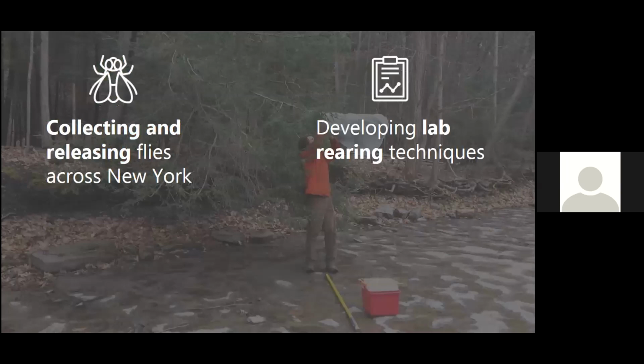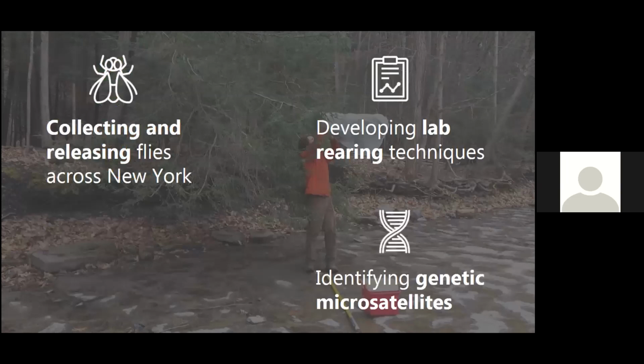We're also working on developing lab rearing techniques. So we're seeing how well we can rear flies in the lab to release them. It is a little complicated because with specialist feeders, you have to provide them with the food that they need year round, or else use laboratory climate controls to alter their life cycle so that we're able to feed them and keep them for a long time in the lab. We're identifying genetic microsatellites, so we're looking into ways that we can find flies after we've released them into the field and be able to tell them apart.